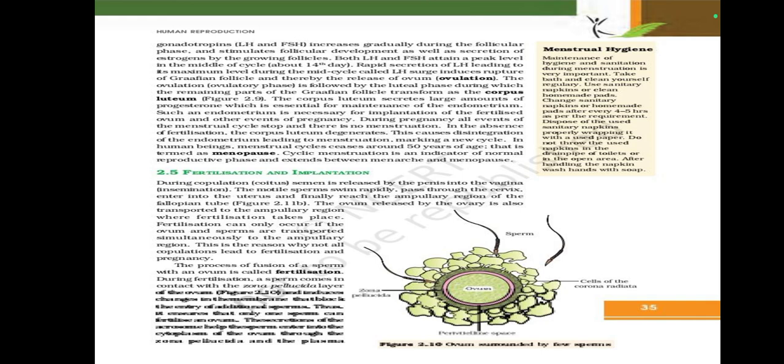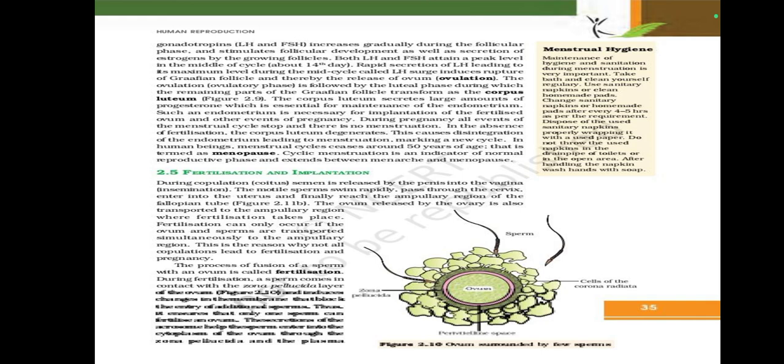In the absence of fertilization, the corpus luteum degenerates. This causes disintegration of the endometrium, leading to menstruation, marking a new cycle. In human beings, the menstrual cycle ceases around 50 years of age, which is termed menopause. Cyclic menstruation is an indicator of the normal reproductive phase and extends between menarche and menopause.